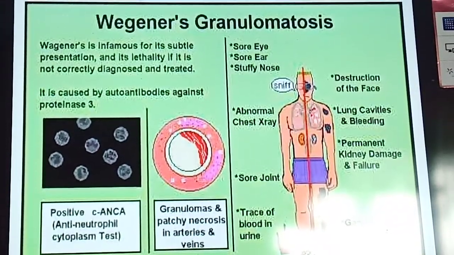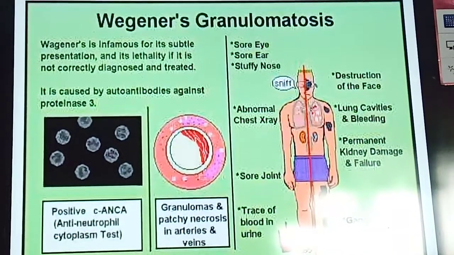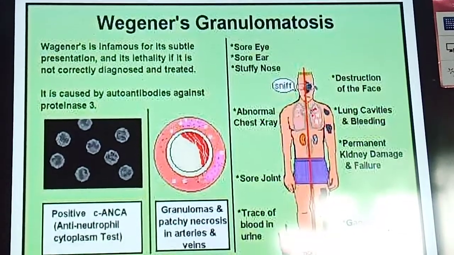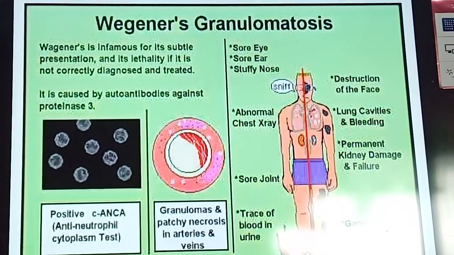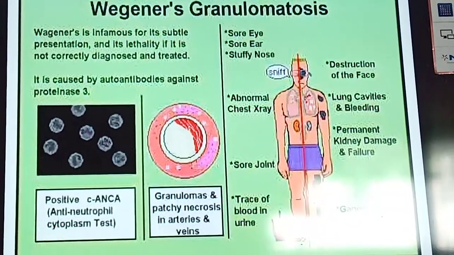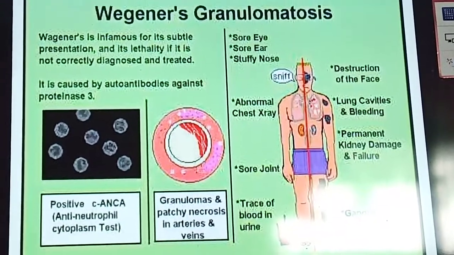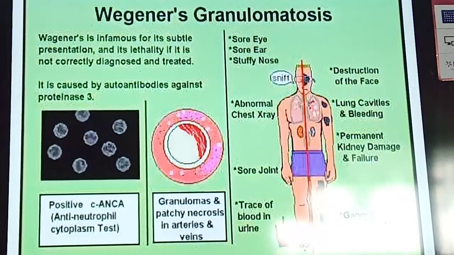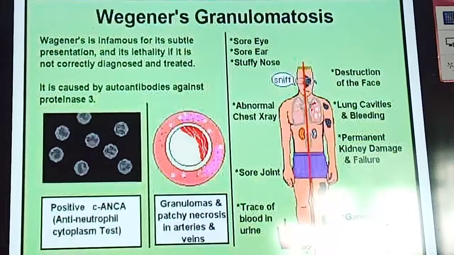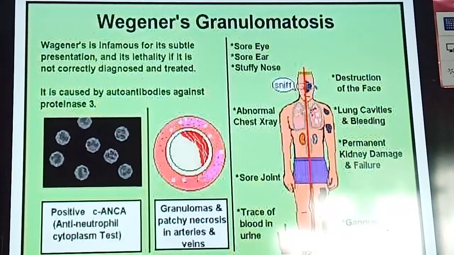In the second diagram, there is formation of granuloma and patchy necrosis in the artery and vein, and these are the clinical manifestations like sore eye, sore ear, stuffy nose. There is destruction of the face, lung cavity and bleeding, permanent kidney damage and kidney failure. There is development of gangrene. There is blood in the urine, sore joints, and abnormal chest X-ray. So these are the different clinical manifestations of Wegener granulomatosis.